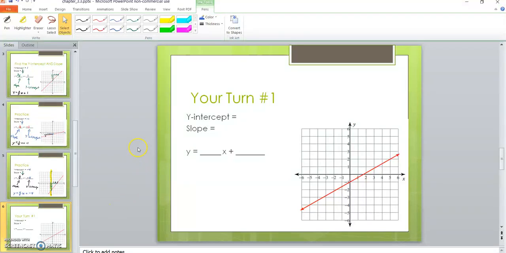Okay, now it's your turn. What I would like you to start by doing is finding out your y-intercept and then your slope. Go ahead and hit pause, and once you've found your y-intercept and your slope, you may unpause again.